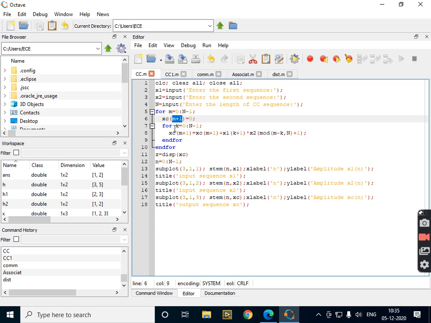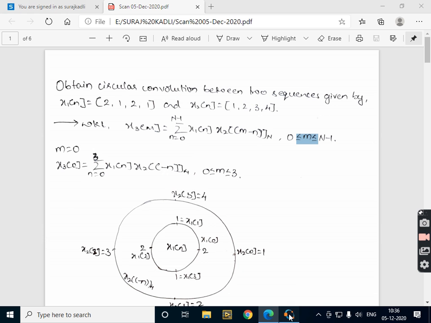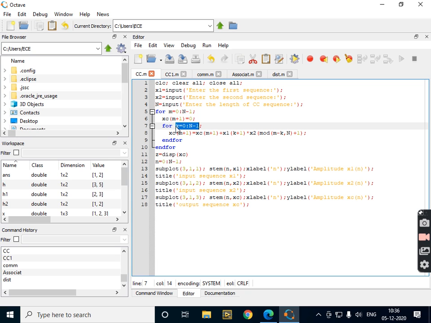Then the inner for loop for k equals to 0 colon n minus 1. Now this is the index over the summation. To get the different iterations, we'll be using this for loop, and this is the formula that we have implemented. So x1 is the first sequence, x2 is the second sequence. We'll multiply them together and keep on accumulating the partial products, and that result will be stored back in the variable xc itself. We'll end both the for loops.